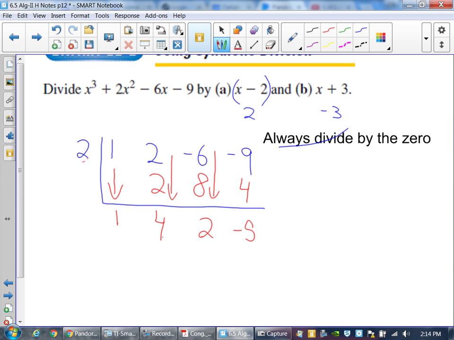I'm using what's called synthetic division, working with coefficients. It's going to take a couple examples, and once you see like 3 of them, you're like, oh, why don't I just do this all the time?